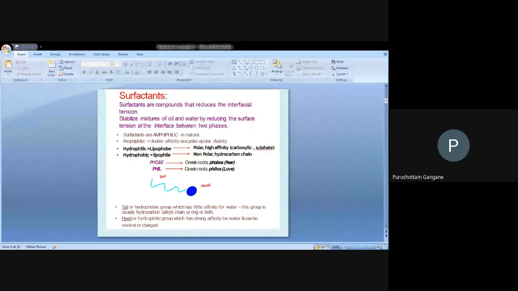Apart from this, when you are talking about solid and liquid, some gases are adsorbed on the surface of the solid.